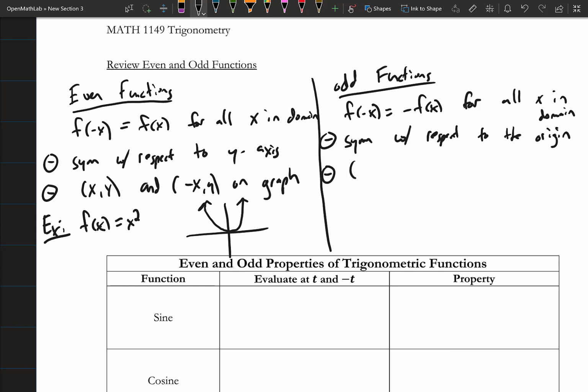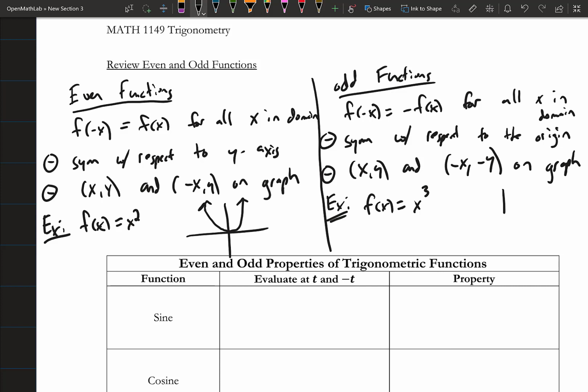Another note is if the point (x, y) is on the graph, then the point (negative x, negative y) is also on the graph. And then the most basic odd function that I think of is f of x equals x cubed. A quick sketch of the graph of that looks something like this. Here's x and y. So it's just a quick review.